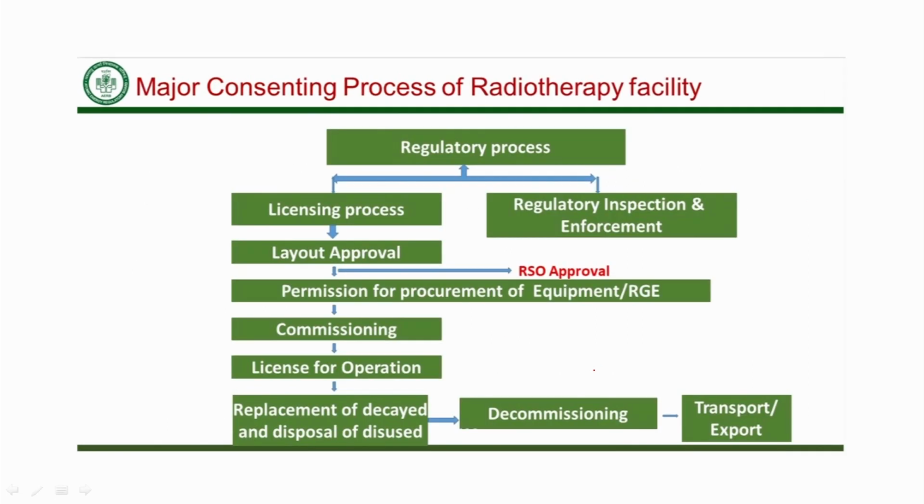The major consenting process of a radiation facility you can see through this tree diagram. Regulatory process: first is the licensing step, then layout approval, then RSO approval, permission for procurement of radiation generating equipment, then commissioning, license for operation, replacement or disposal of disused sources, decommissioning, transport, and the other part of the regulatory body is regulatory inspection and enforcement.